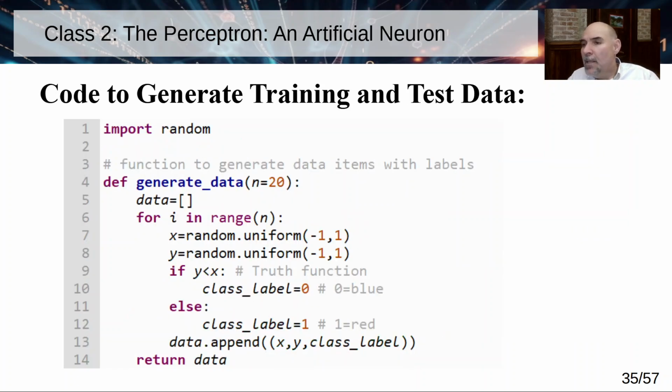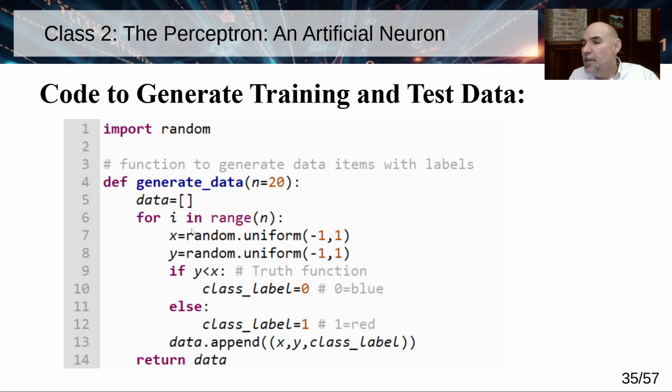Now, to make some data to try this, I've made a function that generates a list of data and returns it. So let's quickly walk through that. Make an empty list. In this case, I'm making by default 20 training points. We're going to override that later on, but this makes 20 data points.